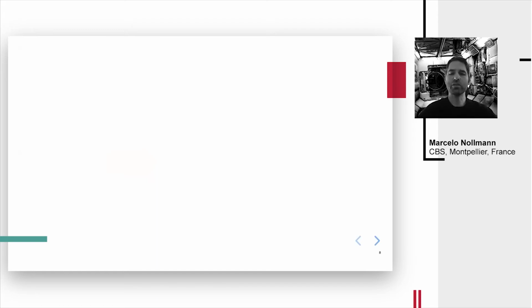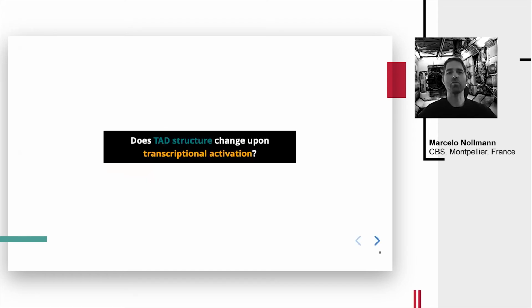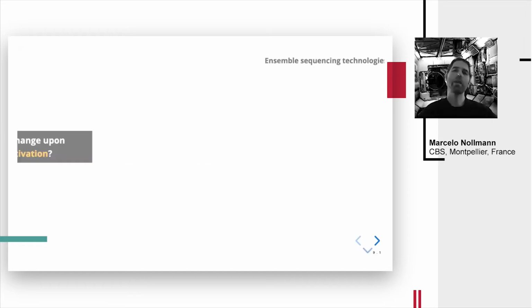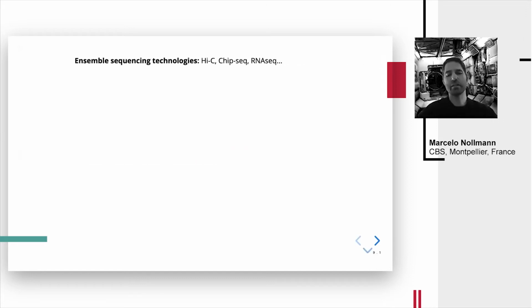And so the main question that we wanted to answer for a while was whether stat structure changes after transcriptional activation. And of course, the idea would be to try to shine light on the roles of stats in transcriptional regulation. I've told you in the previous slides that ensemble sequencing technologies were very important. They were able to reveal and characterize a new level of chromosome organization. However, they have some disadvantages. For example, most of these technologies are unable to dissect single cells.